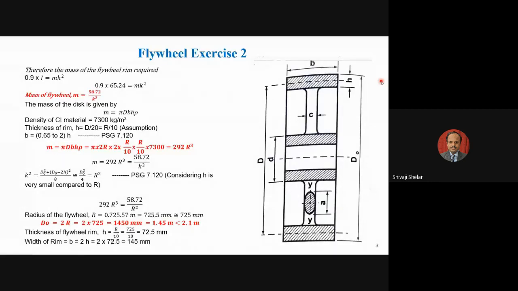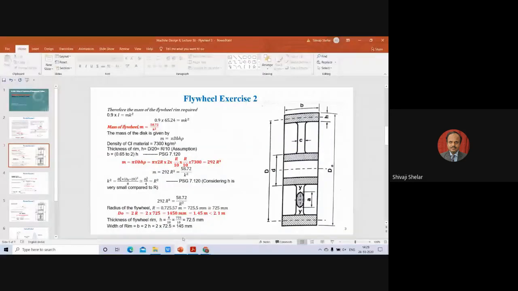So many times the external surface of the flywheel is used for power transmission with a belt mechanism. While selecting b, if you are using a belt for operation, b should be greater than the belt width by at least 2 to 5 centimeters. I am showing this data so you can understand from PSG 7.120 how we are taking it. Not much data is there in the PSG.